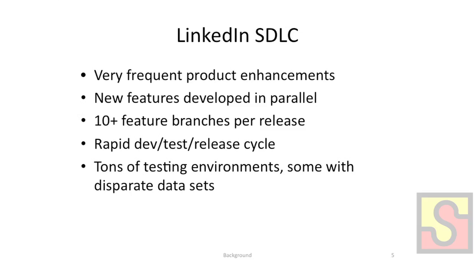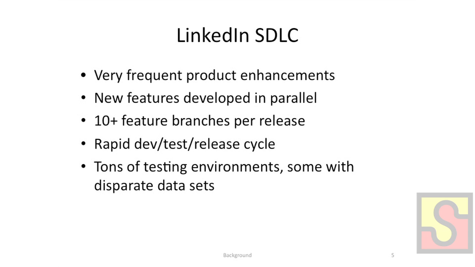A word about our development cycle at LinkedIn. It's pretty crazy. We have many frequent product enhancements. We're always getting new features and revamping old features, rolling out new stuff all the time, trying to improve engagement and just enhance the value of our products. So a lot of these new features are always developed in parallel. So we end up having sometimes 10, 12, 15 development branches per release. And each of these branches needs to be tested more or less continually. So that leads to kind of a complicated testing environment too.